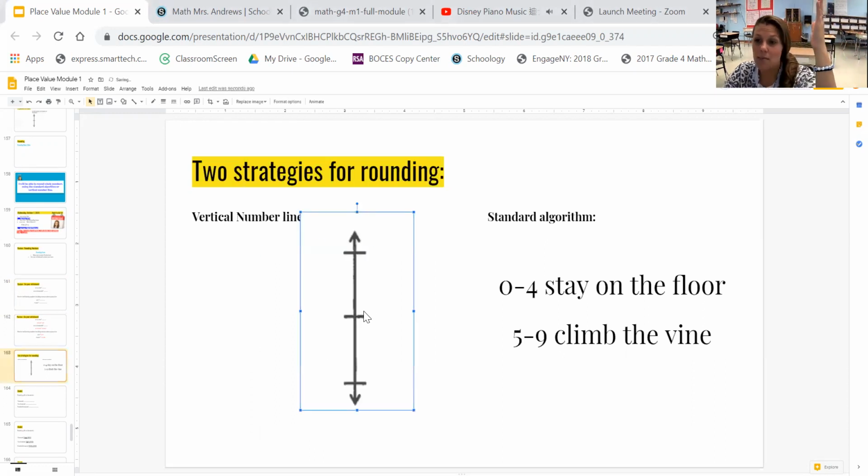We have our vertical number line where we have our base number, our top number, and that midpoint number. Just a reminder, we don't round to the midpoint number. We round either to the base or to the top because we're trying to make it a friendly number. All right. And then our standard algorithm is 0 to 4, stay on the floor, 5 to 9, climb the vine. Remember, when it stays, that number we underline stays the same, and anything before it. And climbing means the number we underlined gets bigger by 1. The ones after become zeros. In my class, I say big, fat zeros.